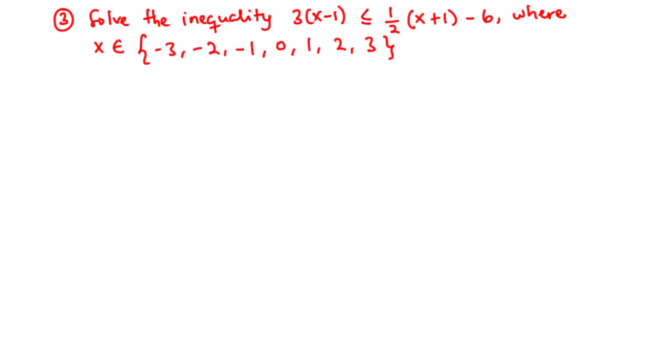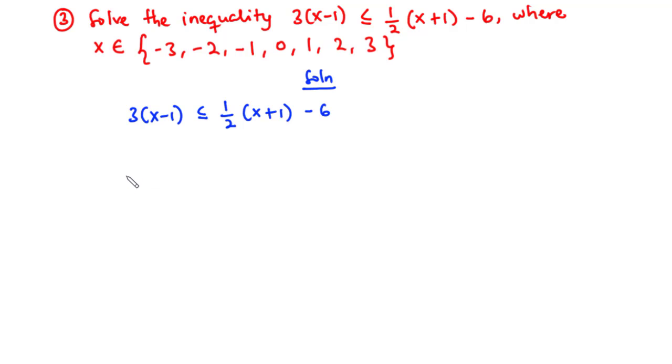Now let's solve example 3. Solve the inequality 3 times x minus 1 is less than or equal to 1 over 2 times x plus 1 minus 6, where x has elements negative 3, negative 2, negative 1, 0, 1, 2, and then 3. So we have the inequality 3 times x minus 1 is less than or equal to 1 over 2 times x plus 1 minus 6.